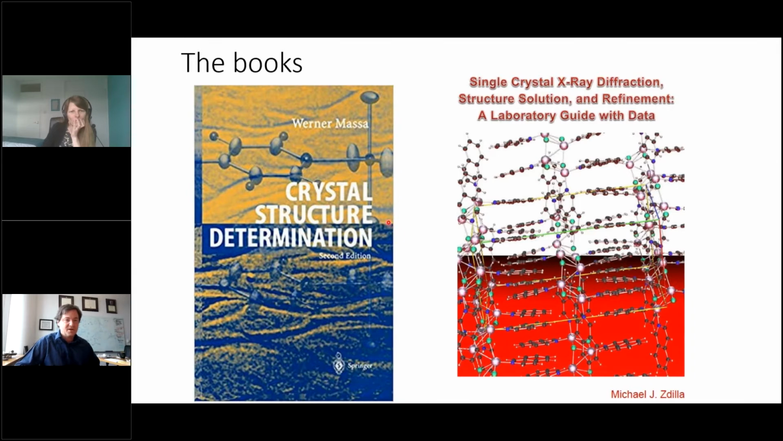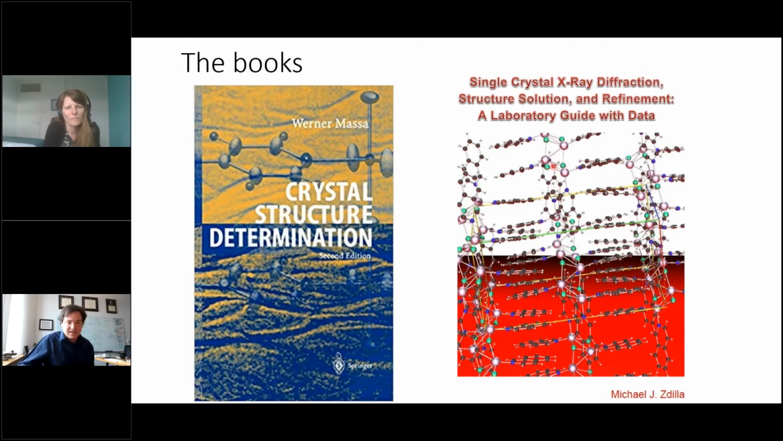So here's the two books. Werner Massa's book, which I think is a great, scrutable book for undergraduates. It doesn't really go into much math, not much more than is necessary, arguably perhaps less than is necessary, but it doesn't overwhelm the students, and it gives a good, correct and succinct description of the theory.